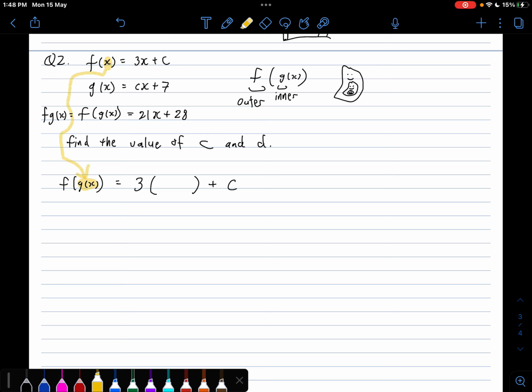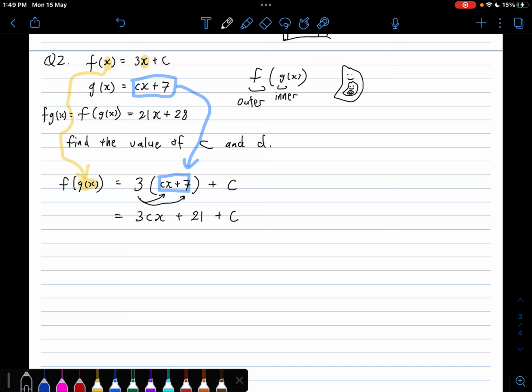So that means that everywhere where there was previously an x, we're going to replace it with a blank space like this, and then we fill that blank space with the corresponding expression in between the brackets, which in this case is g of x. But what's g of x? Oh, it's right over there. So we're going to fill in the blank with g of x, so cx plus 7. Now we got an expression, we can expand it. When you have brackets, you multiply it, right? So 3 times cx, 3cx, 3 times 7, 21, plus c.